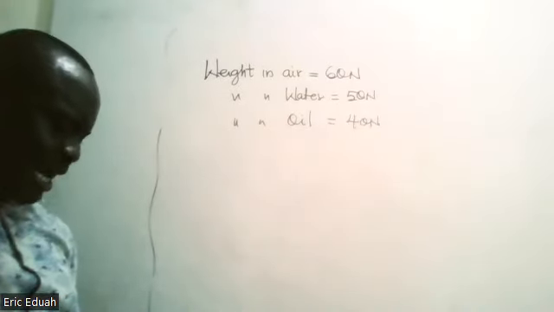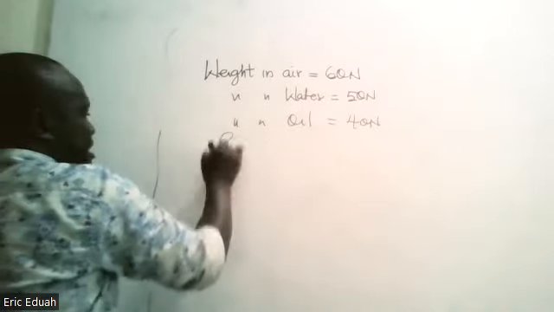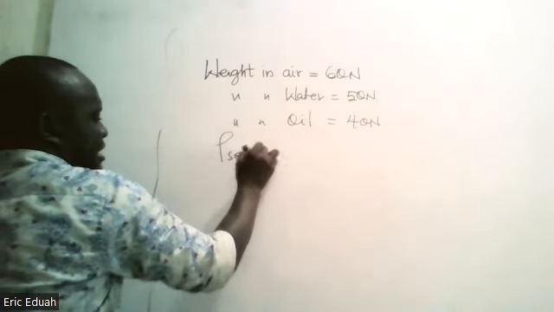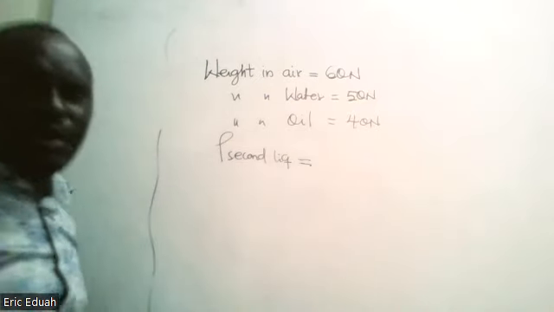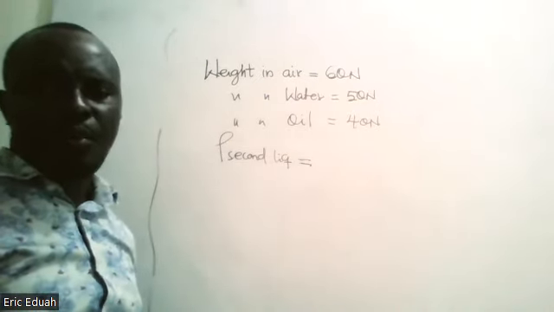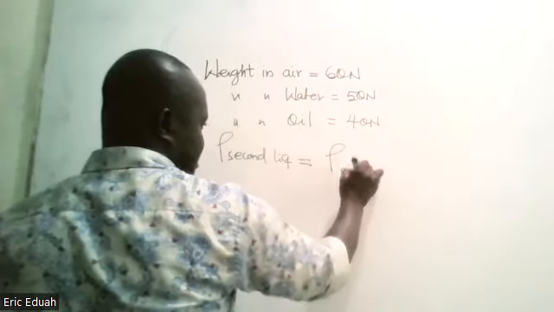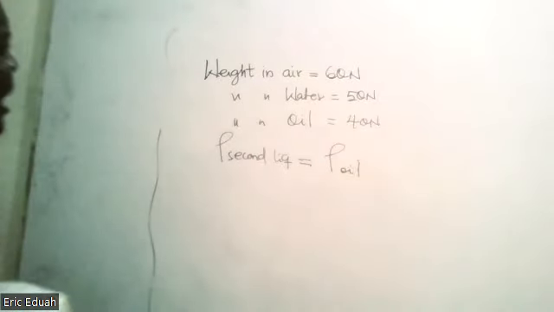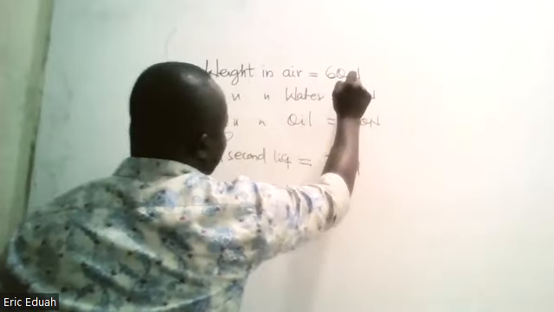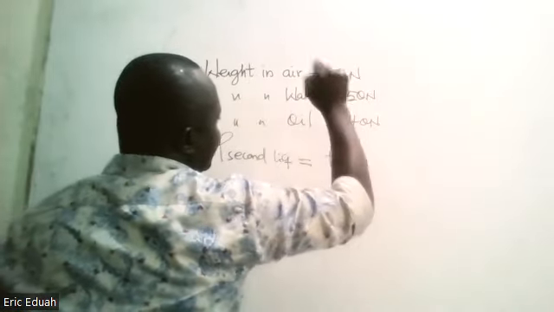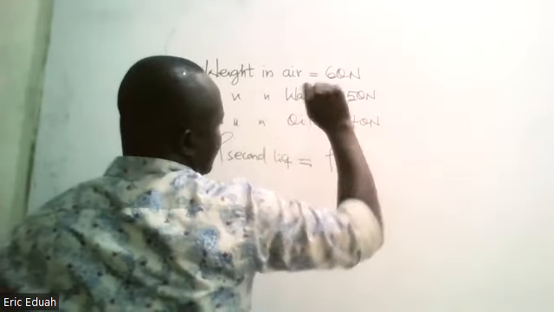The question is saying that calculate the density of the second liquid. Density of the second liquid. And what's the second liquid here? Oil. So we are looking for the density of the oil. Okay. We have weight in air, weight in water, and weight in oil.